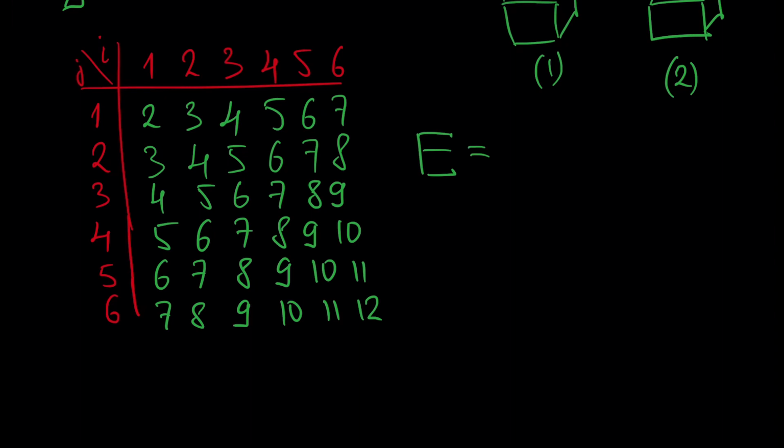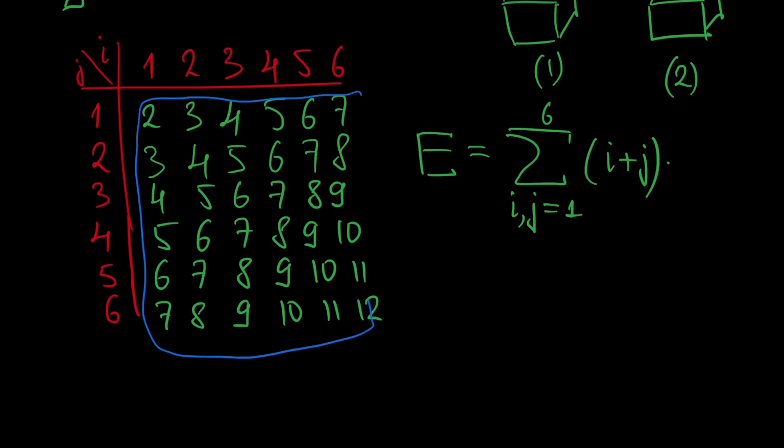Expected value is equal to the sum over i and j from 1 to 6 of the sum of the number of two rolls, i plus j, times the probability, because we have here in this table 6 times 6 outcomes, 36 outcomes. And because our die is fair, the probability of each outcome is 1 over 36.